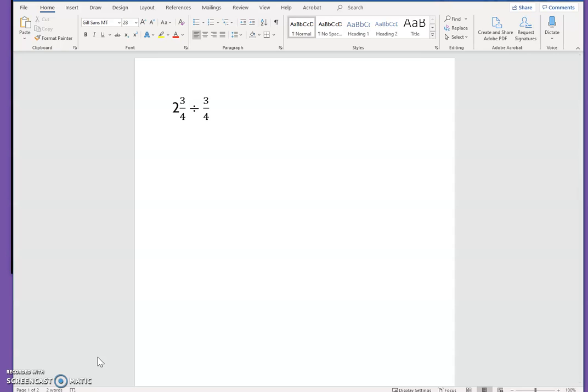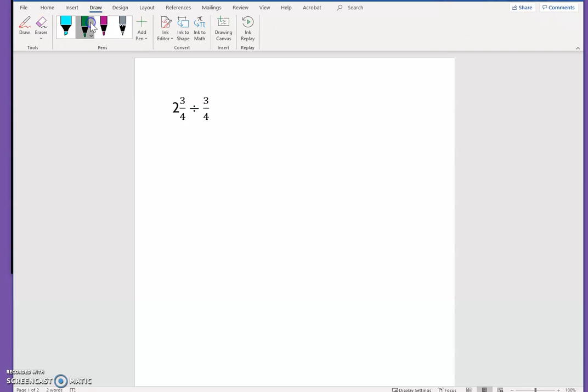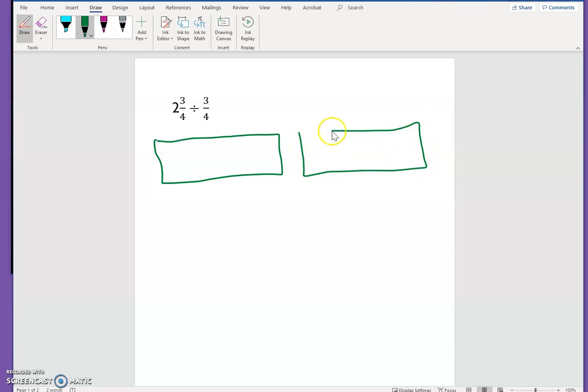This is a little bit different than what we're used to because we have a whole number with a fraction to start. When you need to model a mixed number like we have in this problem, the first thing I'm going to do is model the whole number. So for the two wholes, I'm going to make two whole boxes.